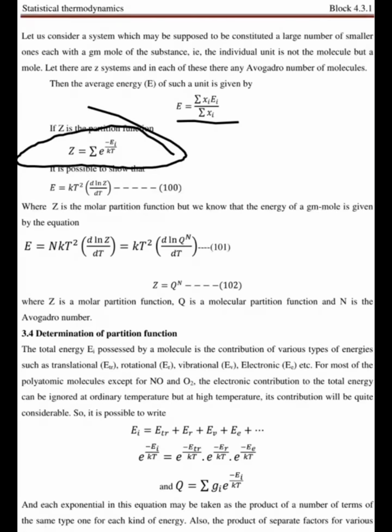This is for the partition function, where Z is the molar partition function, q denotes the molecular partition function, and N is the Avogadro number, which we calculated for grams per mole here.